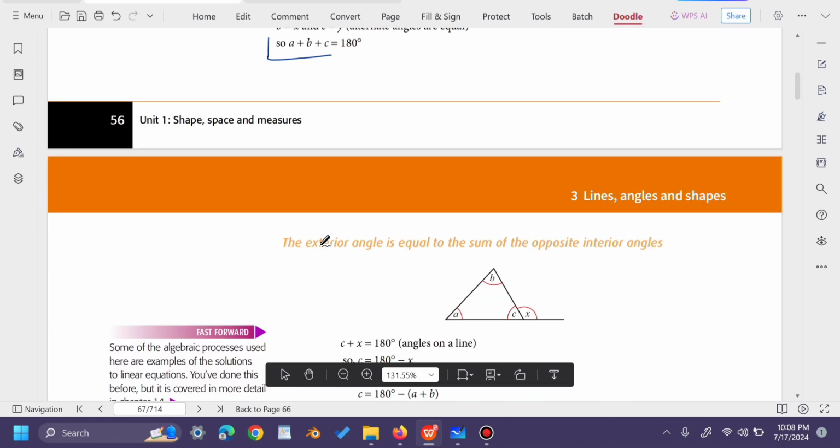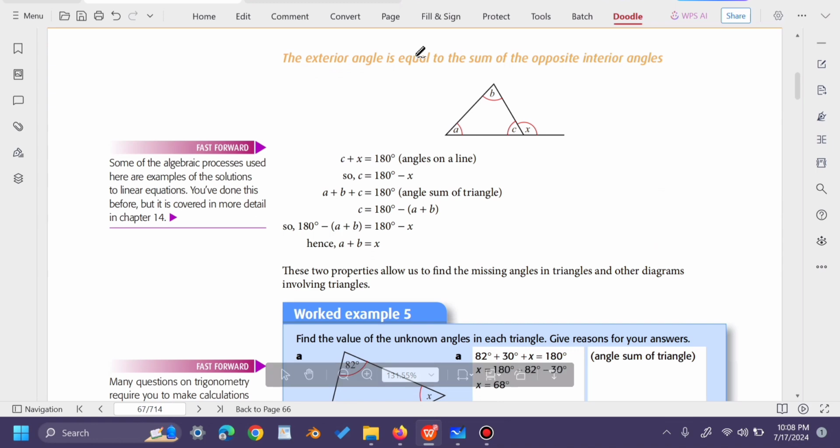ठीक है. Other than that, the exterior angle is equal to the sum of the opposite interior angles. यानी कि अगर हम इन दोनों को c प्लस x, उन्होंने कहा ये तो c प्लस x जो है वो 180 डिग्री बनाएगा ही बनाएगा.